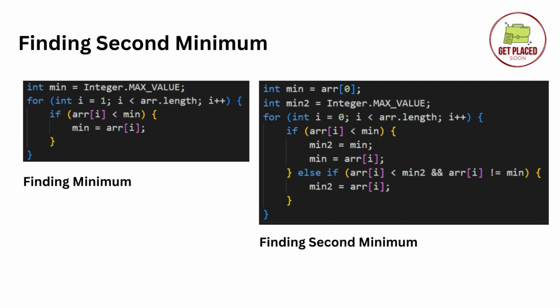Even if the smallest element appears more than once in the array, it will update, because it's a loop, it keeps on updating. So this is how we find minimum and second minimum. If you do not understand, please rewind and listen to this again so that you will get clarity.